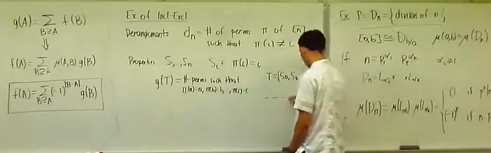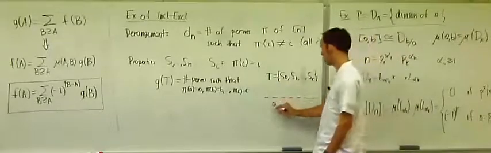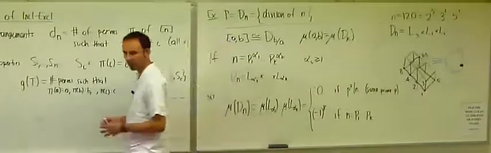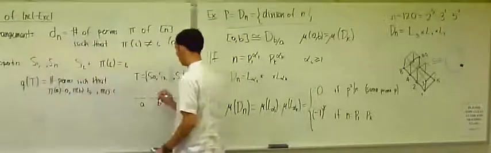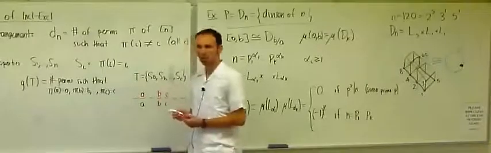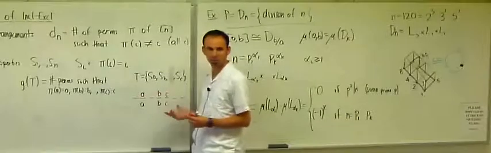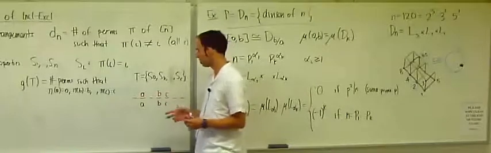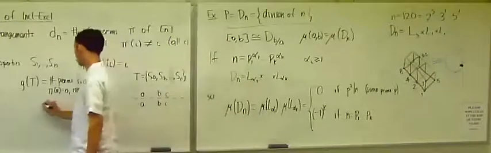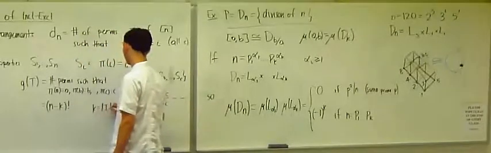Well, here are the numbers from 1 up to n. I need to rearrange them. I know that there are some special elements of my permutation that I am demanding have to stay fixed. And I can rearrange the other ones however I want. How many ways do I have of doing that? It's basically just the permutations of the other stuff. So this is just n minus k factorial, where k is the number of elements of T.